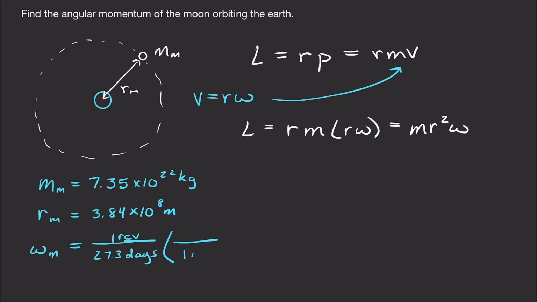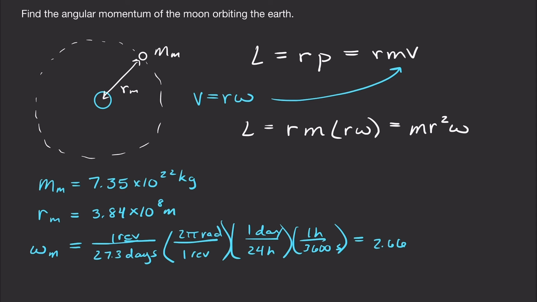So one revolution is 2 pi radians, and then 1 day is 24 hours, 1 hour is 3,600 seconds, or the moon rotates at 2.66 times 10 to the minus 6 radians per second. Okay, so now we can just plug in.